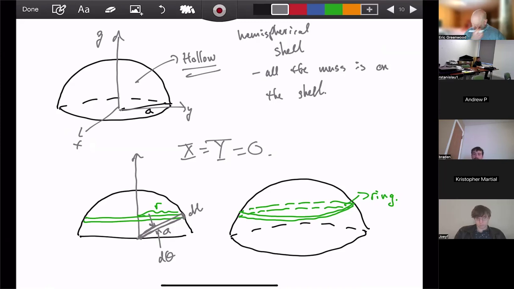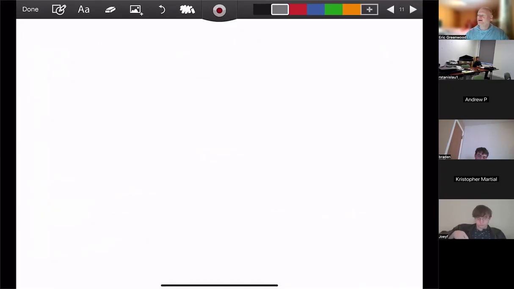Is that okay with that? So cool. So let's talk about this. In this case, what are we going to do here? We're going to do our arc length integral, which basically means that what?